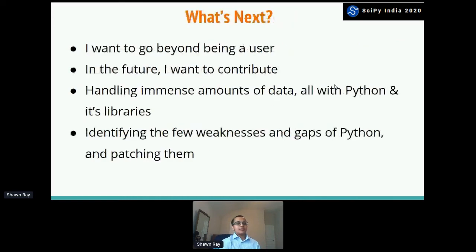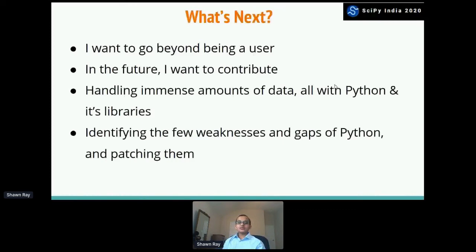So let's talk about the future I could have. It's great to be using Python and its libraries and its frameworks, but I want to go beyond being just a user. In the future, I want to contribute and give back, which anyone can do if they learn the language well enough. And it's very, very good if you can give back, because then you're not only taking, you're also giving back.